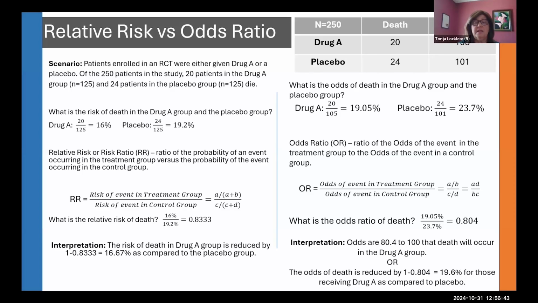So the difference in the way you interpret this has to do with whether it's below the 1 value or above the 1 value, because that's going to give you an idea of whether it's reducing or increasing the likelihood.